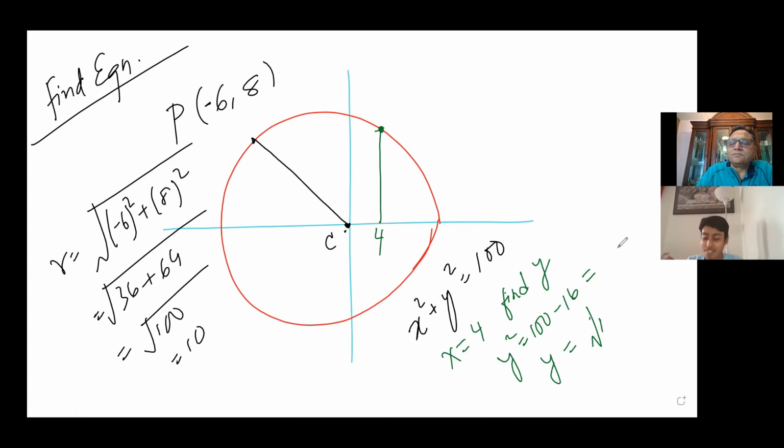just give me a second, sir. I'm just going to calculate it. So 84. Yes. So y squared equals 84. So y would equal the square root of 84 because 84 isn't a perfect square.